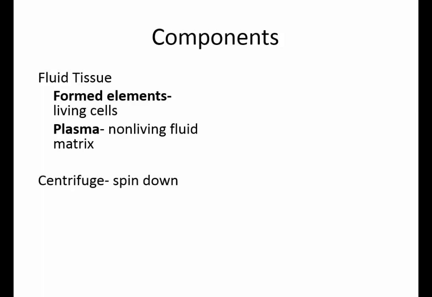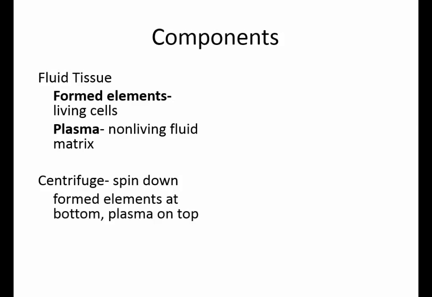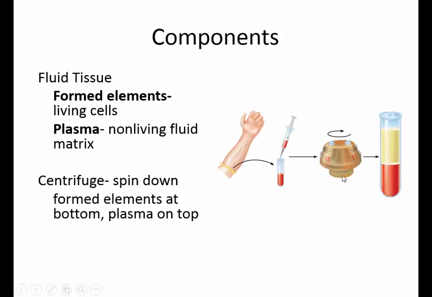If we withdraw blood from the circulatory system and centrifuge it, spin it down, we will have the formed elements at the bottom and the plasma on the top. So we withdraw blood from the arm, put it in a tube, spin it down. Here will be the plasma, and all of this will be the formed elements.